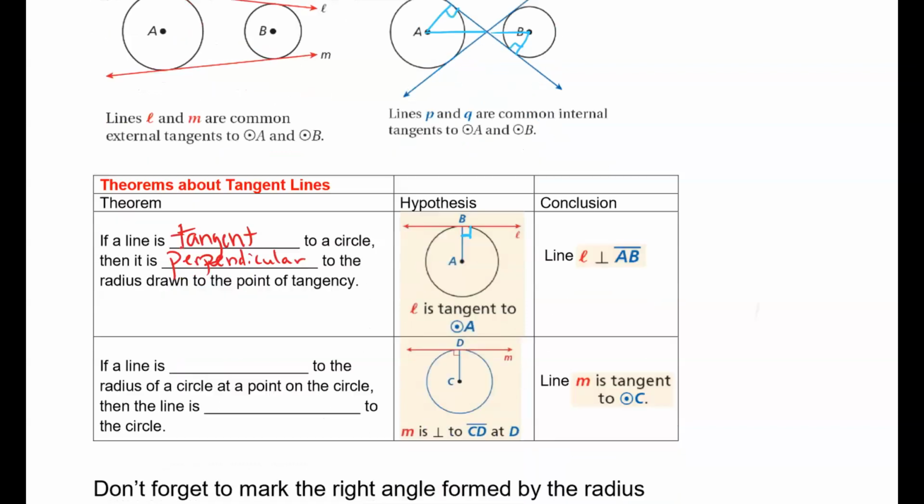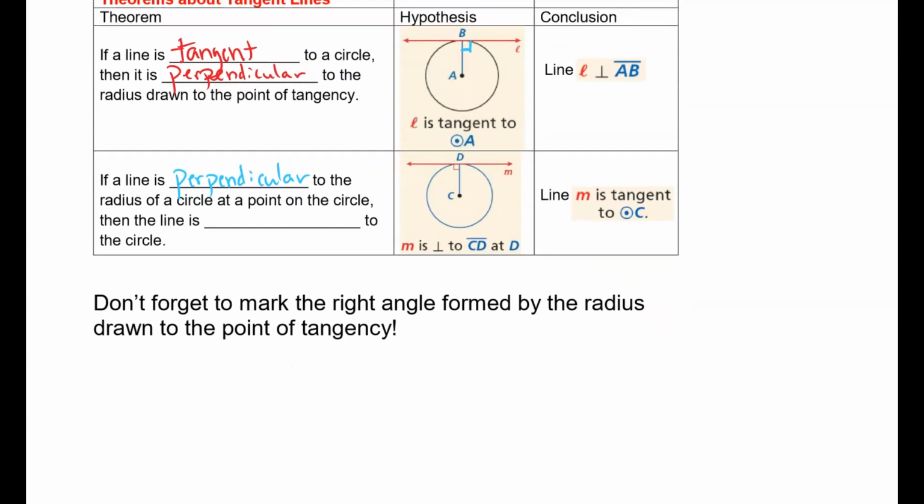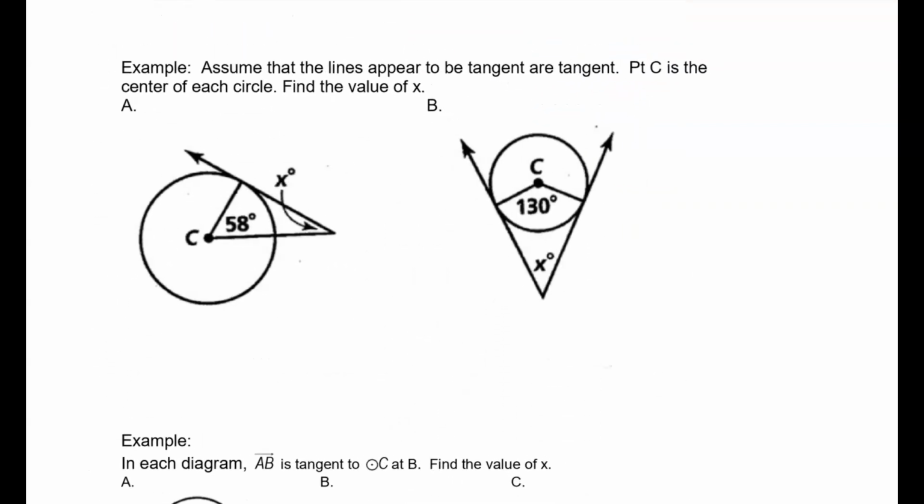But that theorem also goes the other way around. It has its converse, and it says the following: if a line is perpendicular to the radius of a circle at the point on the circle, then the line is tangent to the circle. So this is just going the other way around. All right, so here's the thing. The moment you know you have a tangent line, you want to draw in your radius to that point of tangency, and you're going to want to draw a right angle no matter what. So let's do some examples of this together.